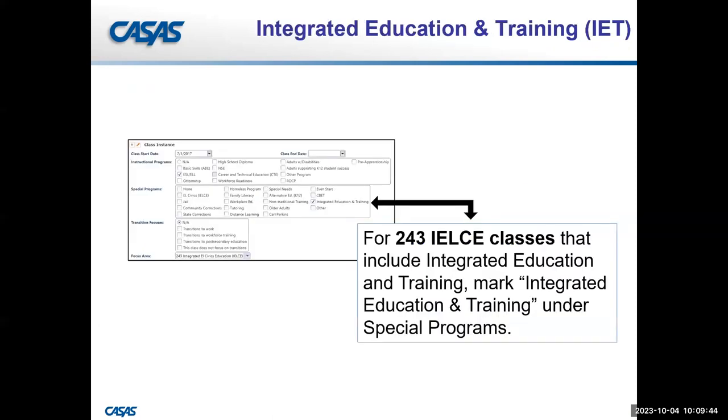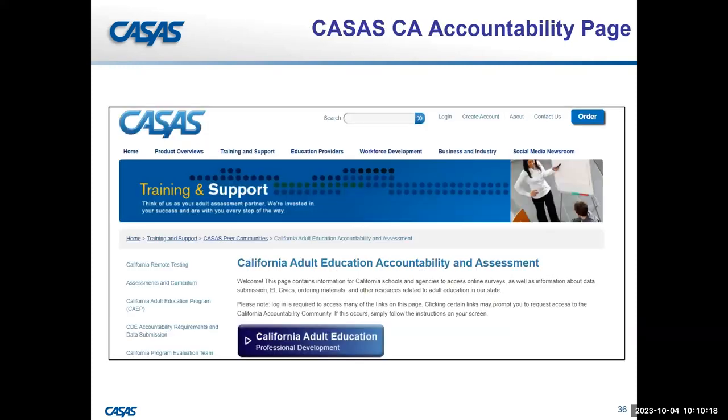Okay, a little bit getting in the weeds on a few things here. A little bit new. This changed about a year ago, where for a while we required you to select the focus area, of course. If you're doing ILCE and they're in workforce training, you mark it either at the class or individual level, integrated education and training. This shows that they're not just an ordinary EL Civics student. They're an EL Civics student in 243 that's also doing that vocational related workforce training.